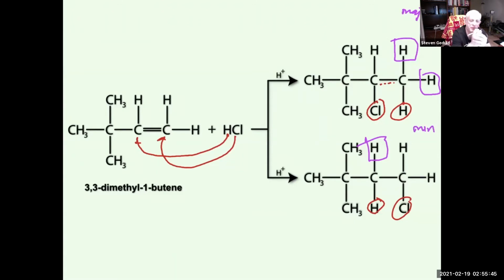And I'll rename the first one. So it was 3,3-dimethyl 1-butene. Remember, you give the double bond the lowest number possible. So 1, 2, 3, and 4. So 3,3-dimethyl 1-butene. So let's name the top one. Be careful when you name it, because remember, it's switched now.